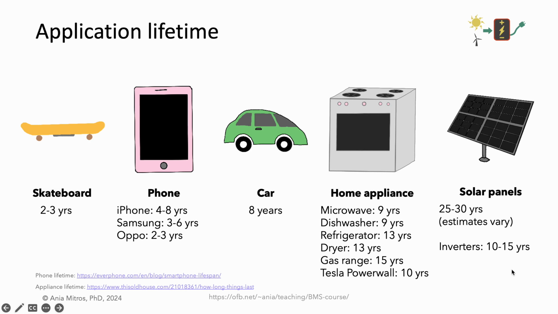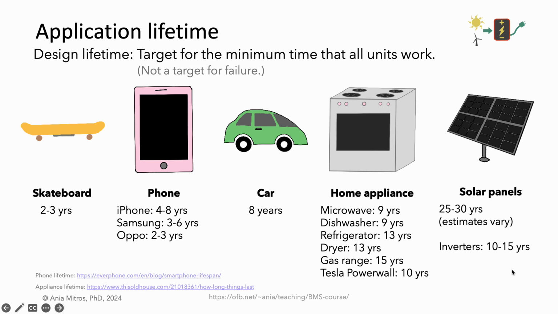Estimates for solar panels and inverters vary, with 25 to 30 years being a common estimate for the panels, and shorter lifetimes for the inverters that convert between the solar panel's DC and the home's AC. To be clear, the design lifetime is a target for the minimum time that nearly every device should work properly. It is not a target for when devices should fail. What that means is that if the reliability target is met, at the design lifetime, some devices may start to fail, but likely many will continue to function longer.